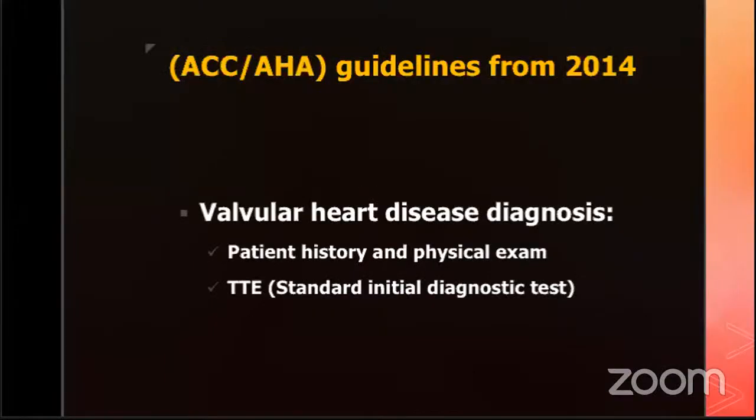Going to the American College of Cardiology and American Heart Association guidelines from 2014, valvular heart disease diagnosis begins with a thorough patient history and physical exam, because the degree of symptomatology remains extremely important in the decision to intervene or not. Tests generally begin with, as we know, ECG, chest radiograph, a transthoracic echocardiogram, and may also include transesophageal echocardiogram. CT could also be used, as well as stress testing, cardiac cath, or cardiac MR.